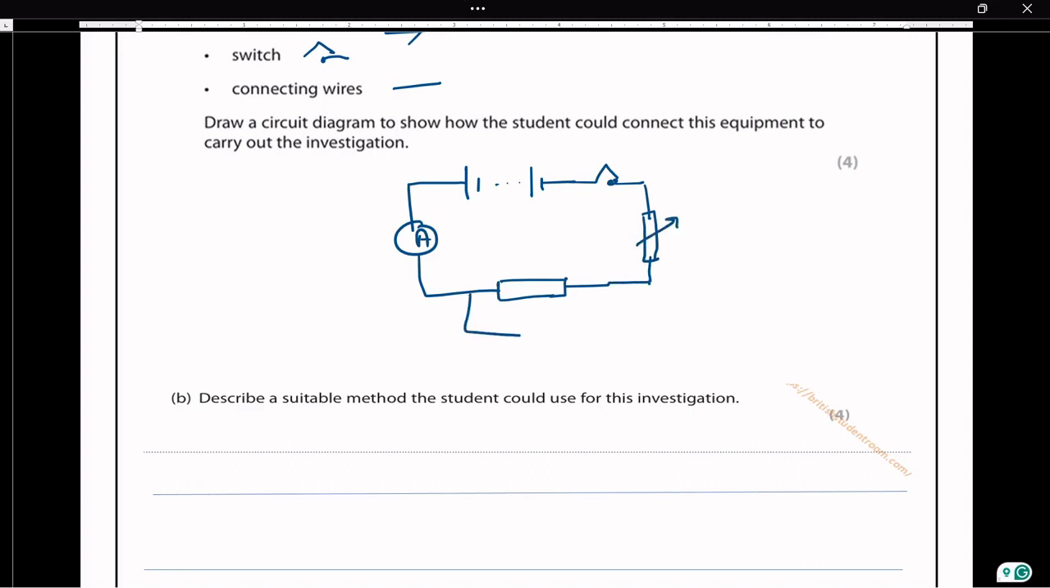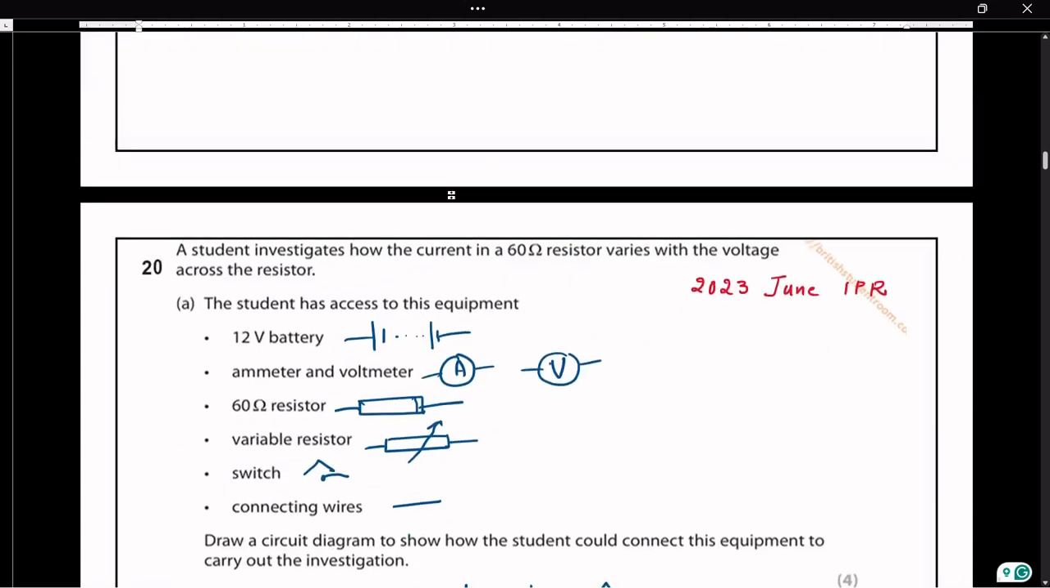And the voltmeter is connected in parallel to the 60 ohm resistor. This is the 60 ohm resistor. Now the question is: describe a suitable method a student could use for this investigation. The investigation is how the current varies with voltage.